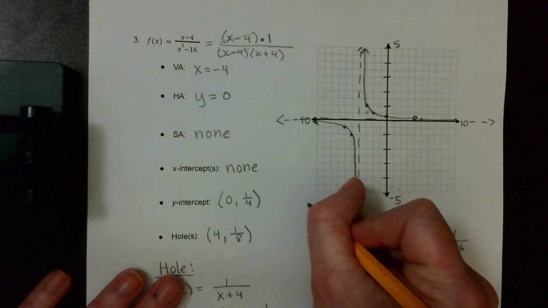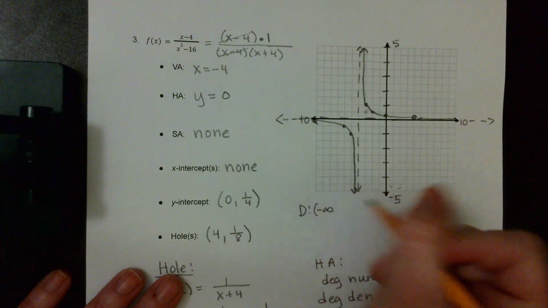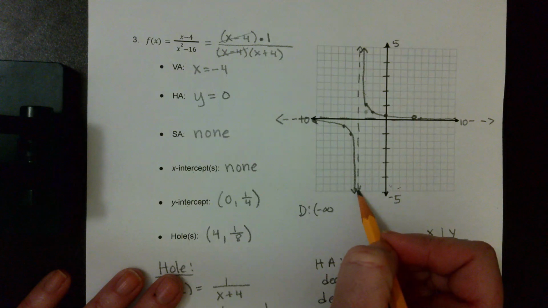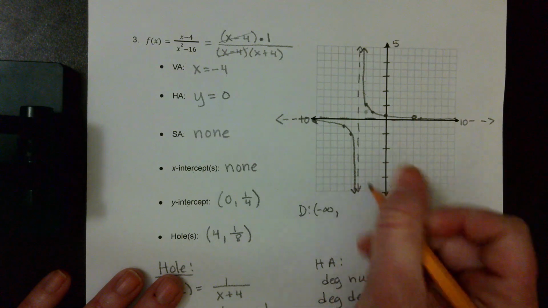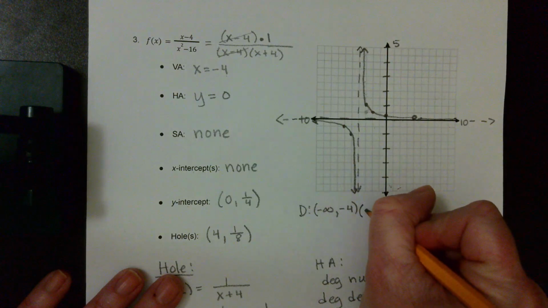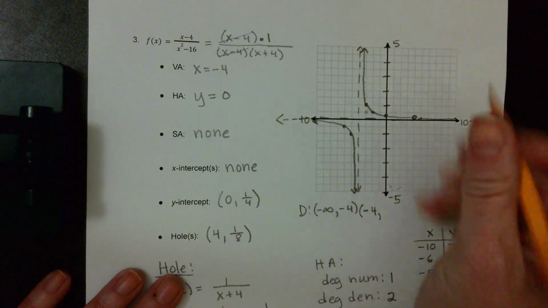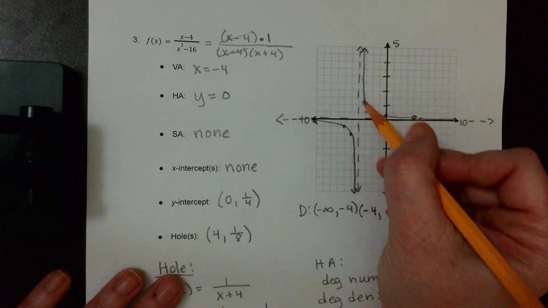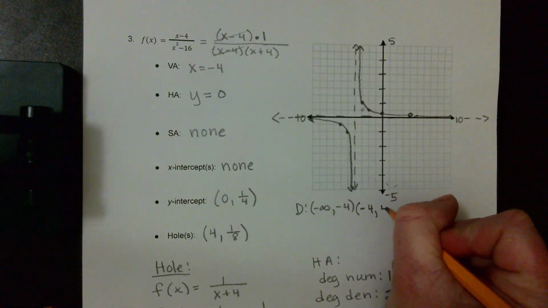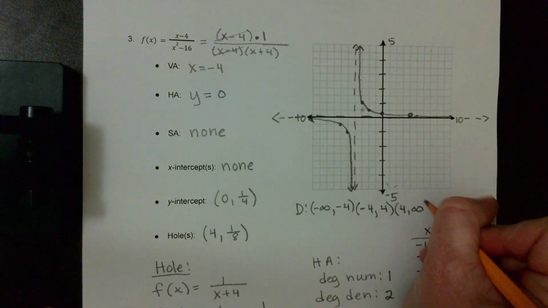Okay, so our domain. We start at negative infinity. Our first discontinuity is at our vertical asymptote, which is at -4. We pick up again right after -4, and we're continuous again until our hole, and our hole is at 4. And then we're continuous again until infinity.